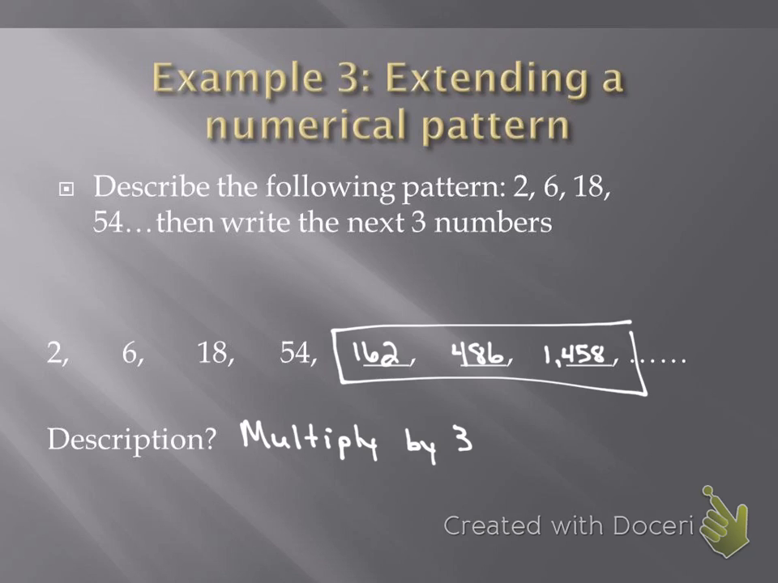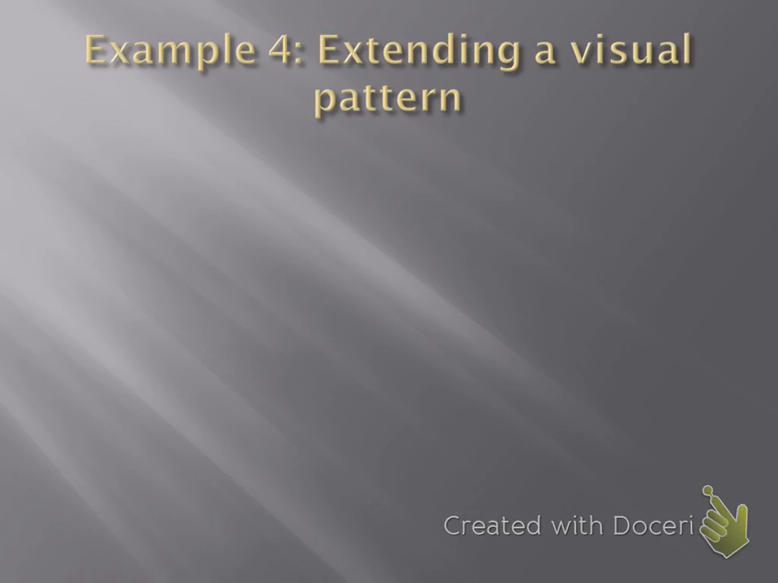Now we are going to talk about visual patterns for just a minute. If you look in your books on page 6 underneath example 4, you're going to see a Hawaiian lei. Does everybody see it? The Hawaiian lei has different flowers on it, and we're going to look at the pattern of the flowers to figure out what the next flowers in the pattern are going to be.